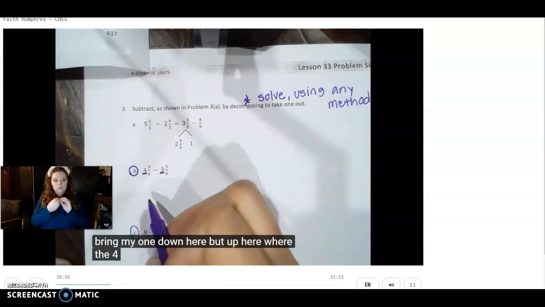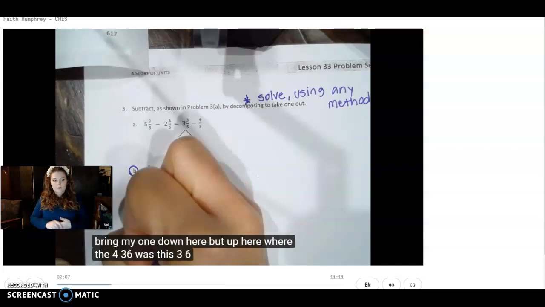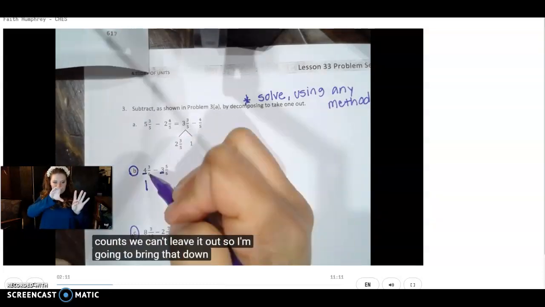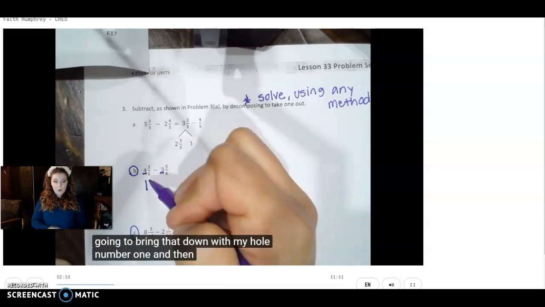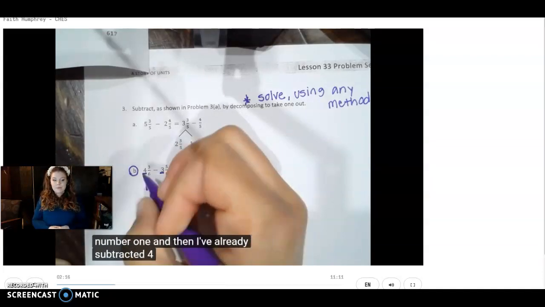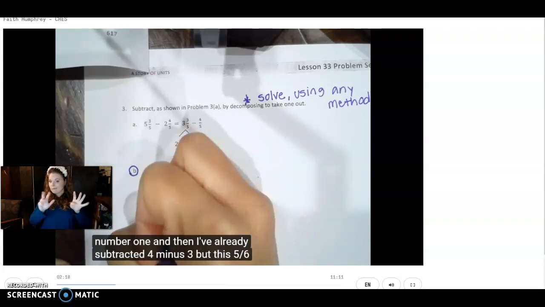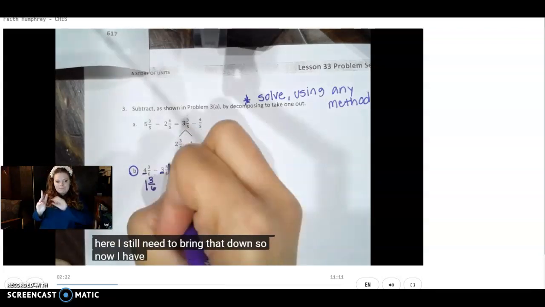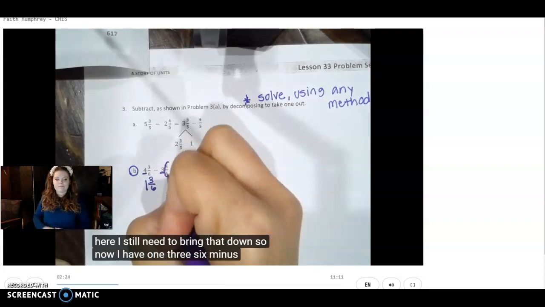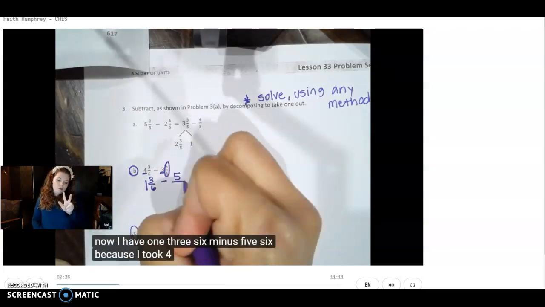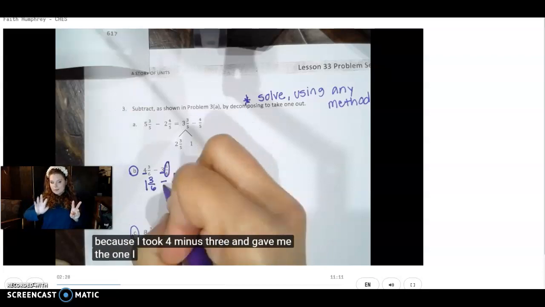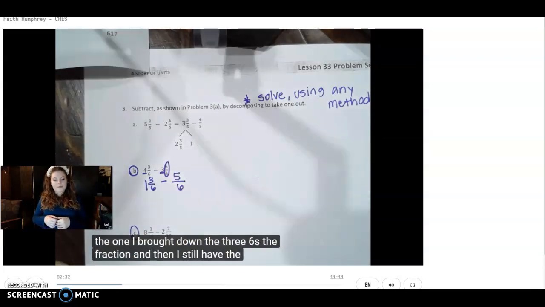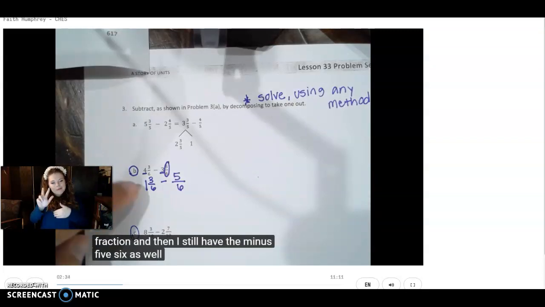But up here where the 4 3/6 was, this 3/6 fraction, it still counts. We can't leave it out. So I'm going to bring that down with my whole number 1. And then I've already subtracted 4 minus 3, but this 5/6 over here, I still need to bring that down. So now I have 1 3/6 minus 5/6, because I took 4 minus 3, gave me the 1. I brought down the 3/6 as the fraction, and then I still have the minus 5/6 as well.